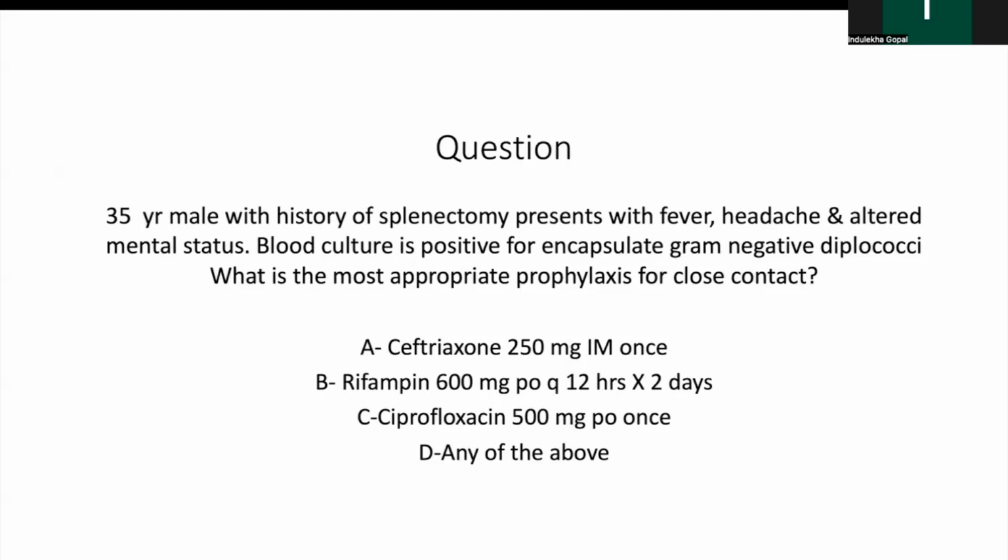A. Ceftriaxone 250 milligram IM once. B. Rifampin 600 milligram PO every 12 hours times 2 days. C. Ciprofloxacin 500 milligram PO once. D. Any of the above. So the answer is any of the above. These are all the recommended regimens for chemoprophylaxis.